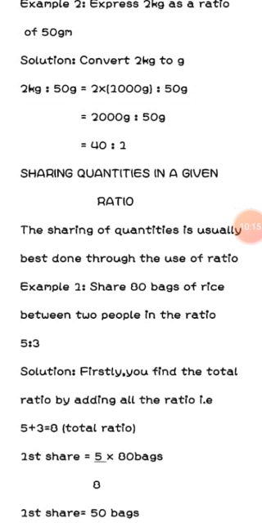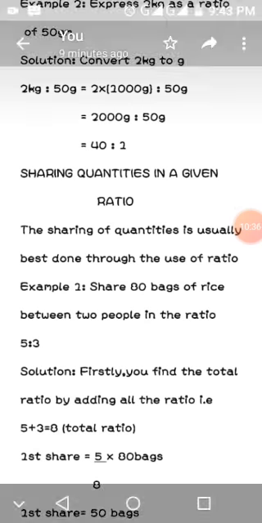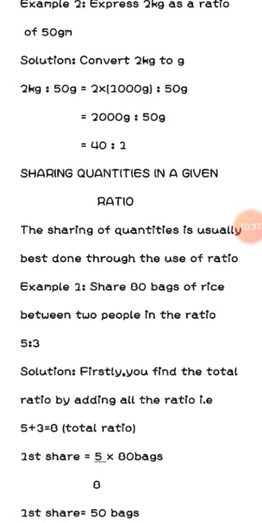Now I divided my 8 by 8 and I divided 80 by 8. 8 divided by 8 will give me 1, and 80 divided by 8 will give me 10. Meaning I'll be having 5 times 10. So when you do your 5 times 10, you will get 50 bags, which means the first share is 50 bags.